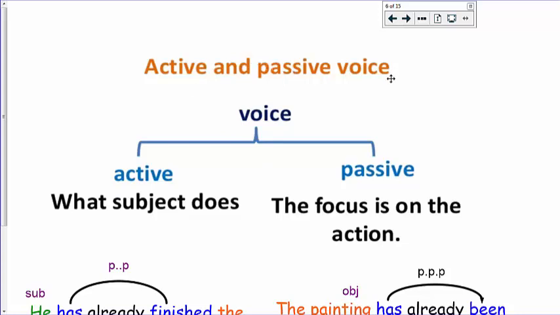Active and passive voice. In active sentence, what does the subject do? So we concentrate on the subject. منركز على subject. In passive form, the focus is on the action. Here we are focusing on the action. It's not necessary to know who does the action. Look at the examples here.